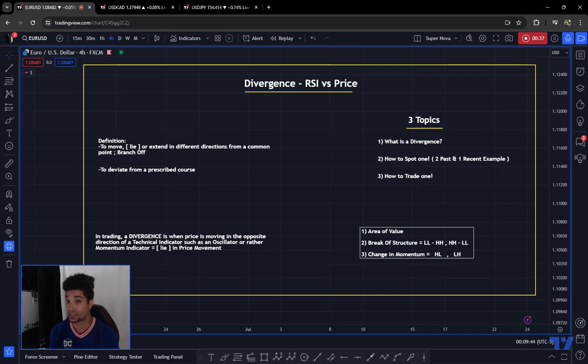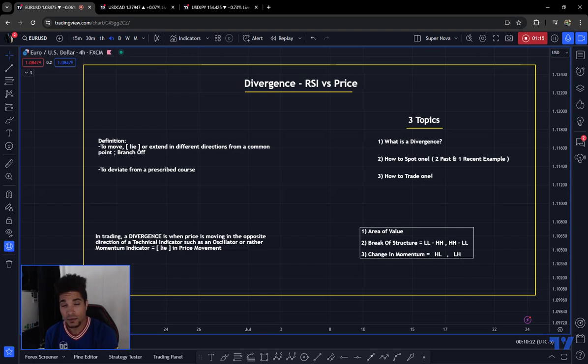So to start, what is a divergence? A divergence is to move, lie, or extend in different directions from a common point, or to deviate from a prescribed course. An analogy may help relate. Let's say we have a river. Something comes down that river, hits the side, and makes an indent. Over time, water rushing into that indent will turn into a creek, and then that creek will turn into a whole new river. That would be a divergence from the main course, the main river.